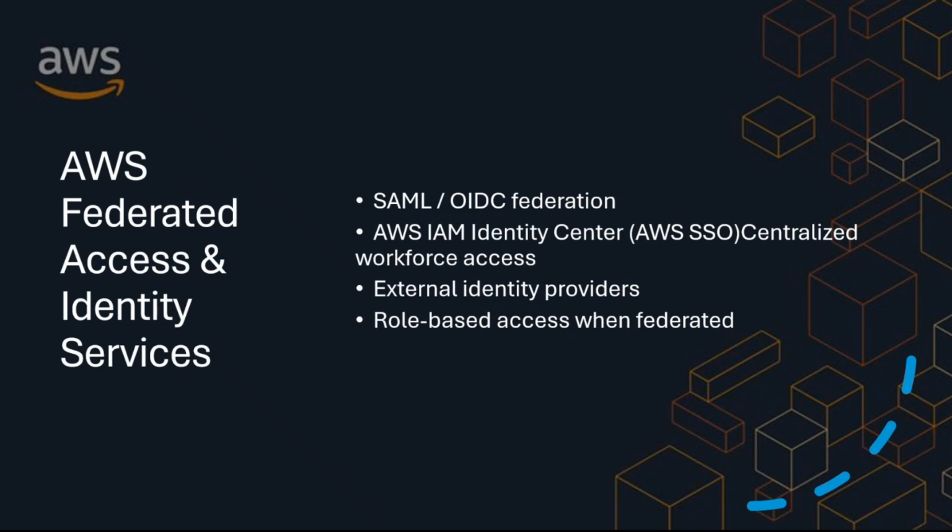Large organizations rarely create IAM users for every employee. Instead, they use federated access. With SAML, companies use providers such as ADFS, Azure AD, or Okta. And with OIDC, they integrate with modern identity solutions like Auth0 or Google. AWS now encourages using the IAM Identity Center, which was previously AWS SSO, for central authentication. Federation maps the corporate identities to AWS IAM roles, enabling controlled, auditable, temporary access without long-term credentials.